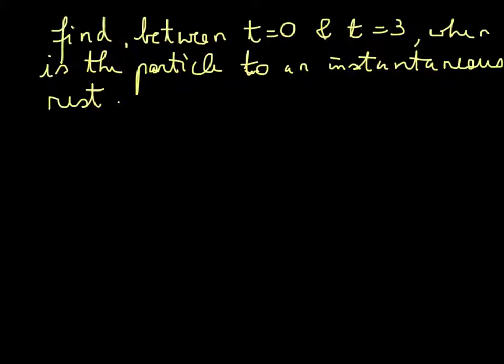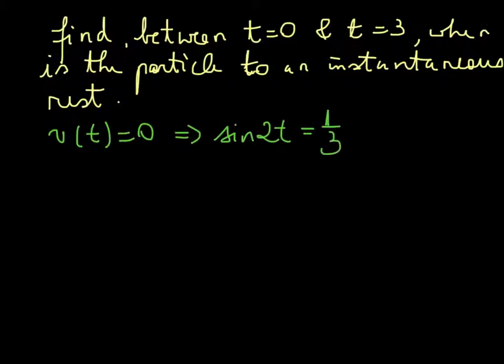Okay, we need to find between t equals 0 and t equals 3 when the particle is at instantaneous rest. It is at rest when v of t equals 0. So, sine 2t must be a third.